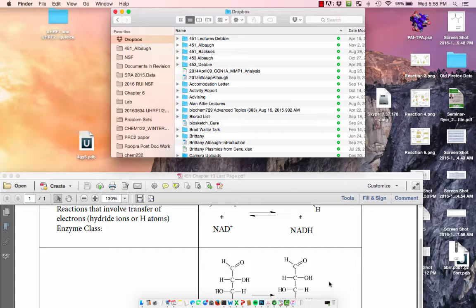The next step is then to do an isomerization, which is going to convert DHAP into another molecule of glyceraldehyde 3-phosphate. So we're still at -2 ATPs. This is going to be an isomerization reaction. The enzyme that catalyzes this reaction is called triose phosphate isomerase.